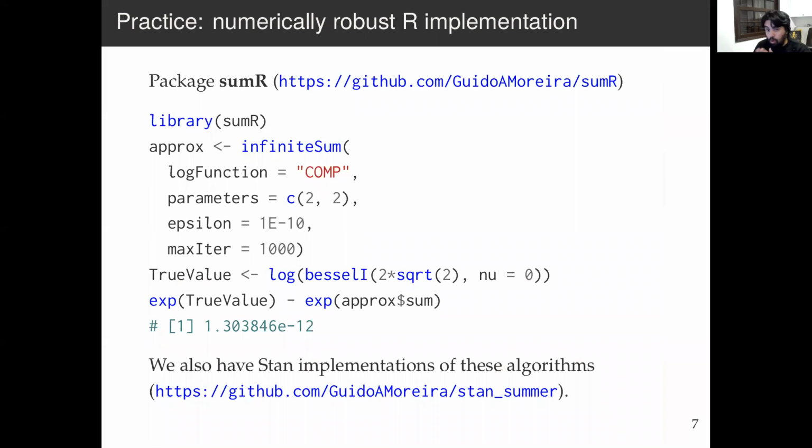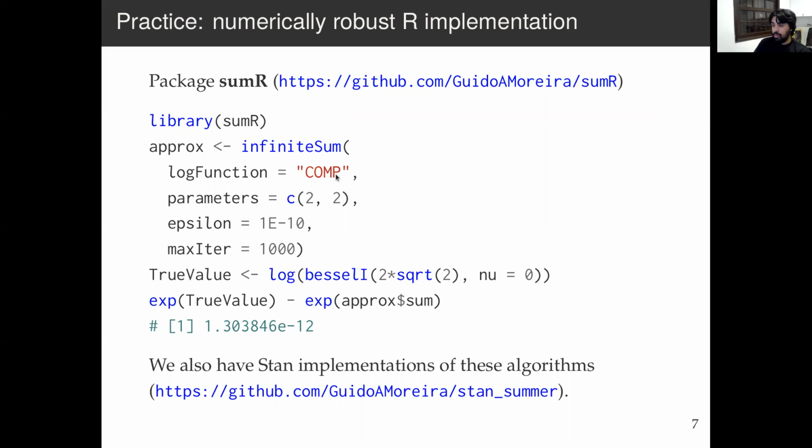Right, so what have we done about this whole thing? Well, the first thing that we did was to create a package in R called summer, and summer makes it really easy to compute an infinite sum in a robust way. So here I'll give you a small example for the Conway-Maxwell Poisson normalising constant, right? Summer comes with some precompiled functions. The unnormalized PMF for the Conway-Maxwell Poisson is one of them.